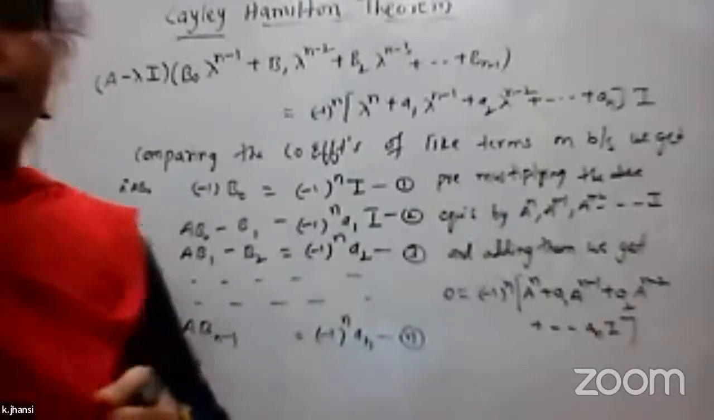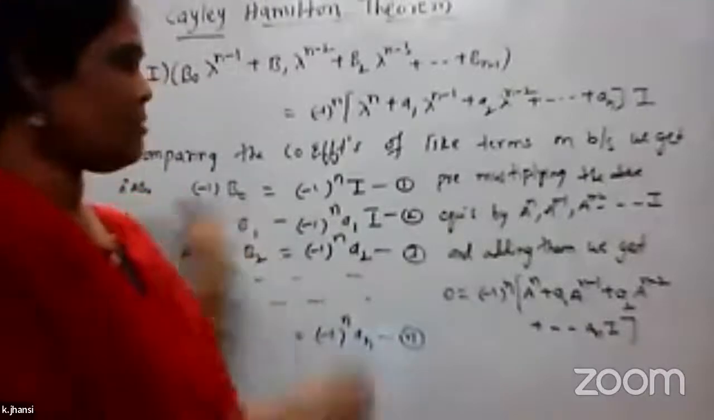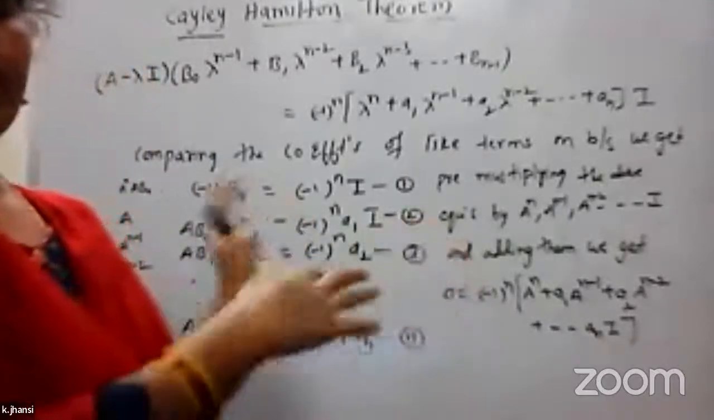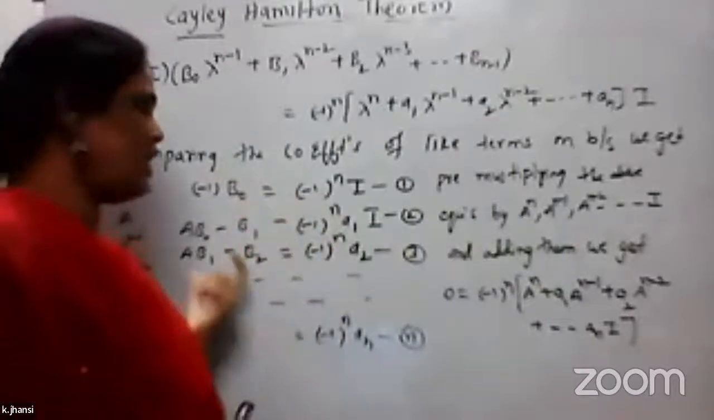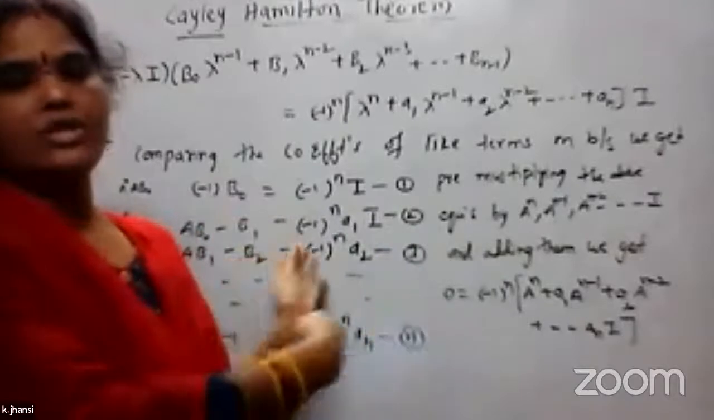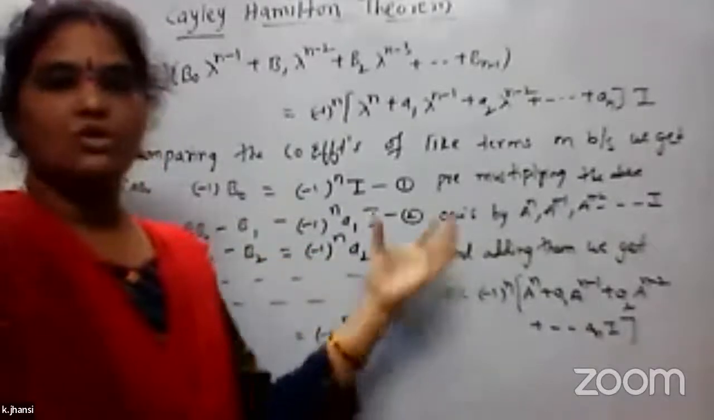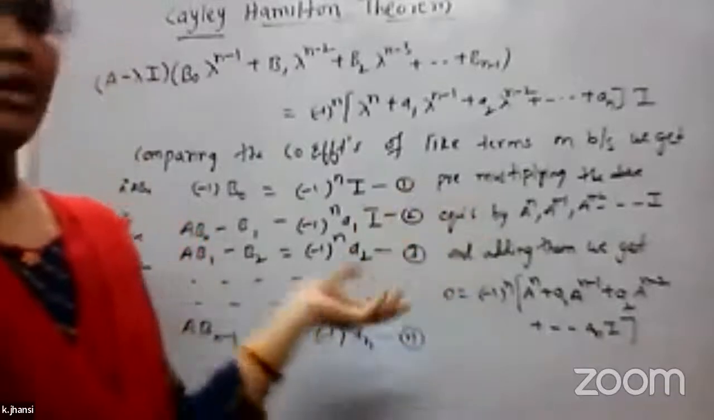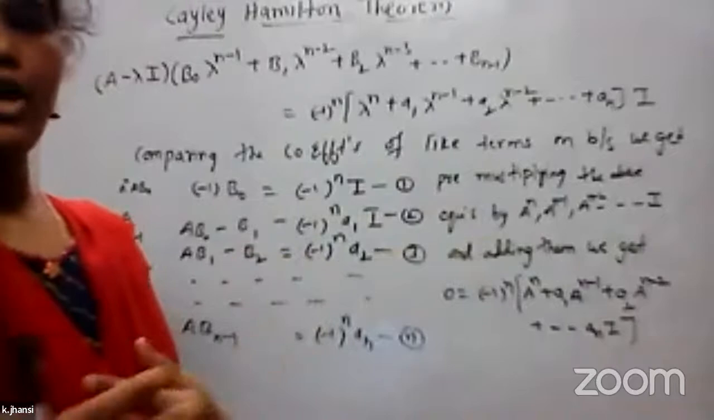After writing the square matrix, you have to find A minus lambda I. So the determinant of A minus lambda I, you will get some polynomial. With the help of that polynomial, we are finding the adjoint of A minus lambda I. That value, in terms of b naught, you will get b naught lambda to the power n minus 1 plus b1 lambda to the power n minus 2, and so on like that.